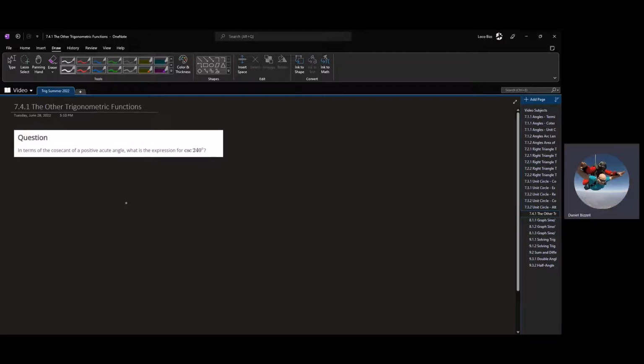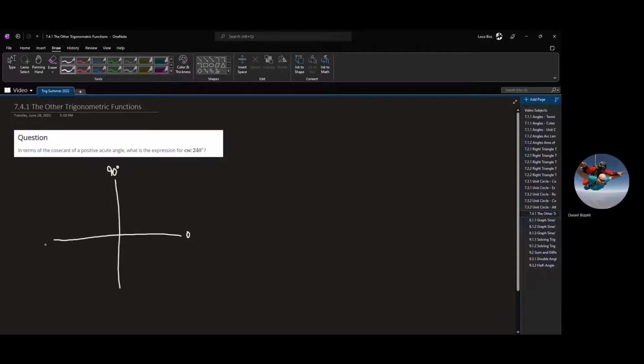In terms of the cosecant of a positive acute angle, what is the expression for cosecant of 240 degrees? Right, so let's go ahead and draw us a pair of axes and label our quadrants. So 90, 180, 270, then all the way back around for 360.